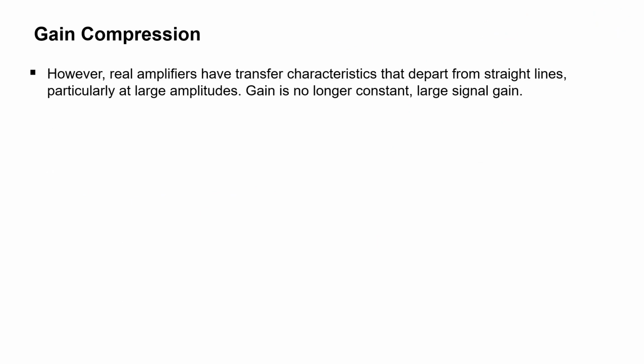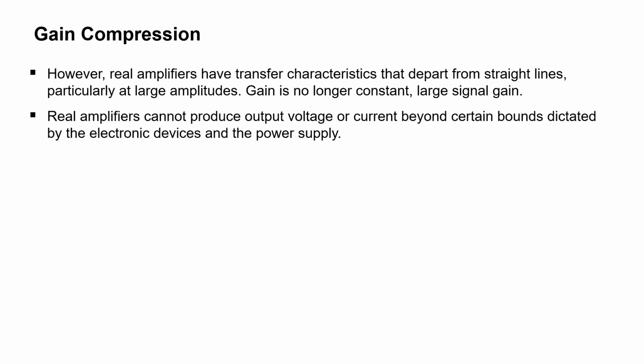However, a real amplifier has transfer characteristics that depart from a straight line, particularly at large amplitudes. Gain is no longer constant. That is also called large signal gain. This is exactly what we have seen in our last slide. Real amplifiers cannot produce output voltage or current beyond certain bounds dictated by the electronic device and the power supply. This is important: the device physics stops a device at a certain point where the output is no longer proportional to the input.